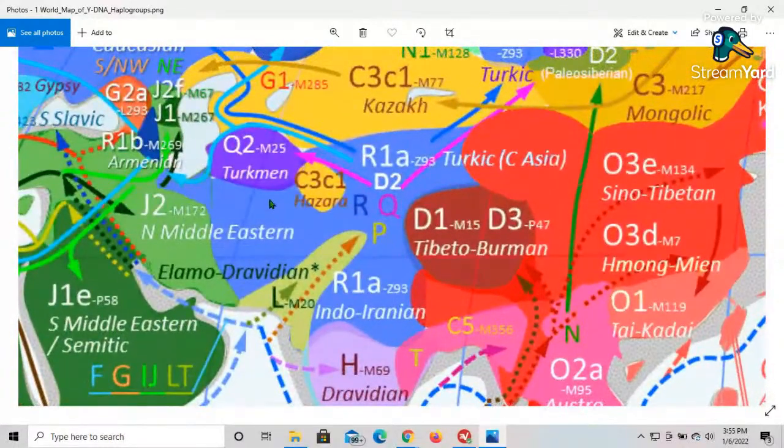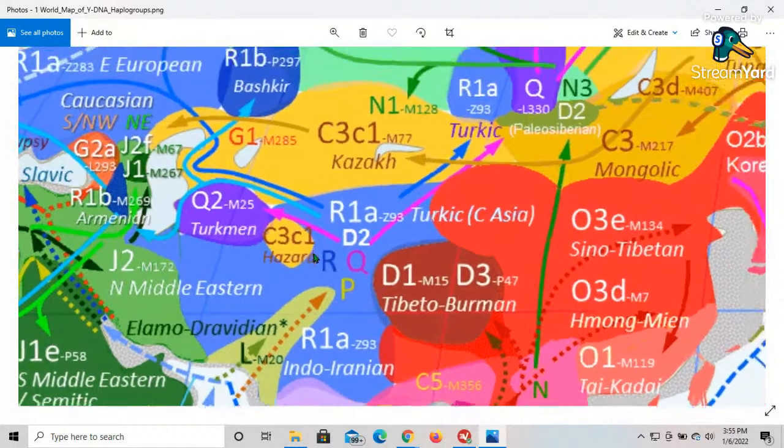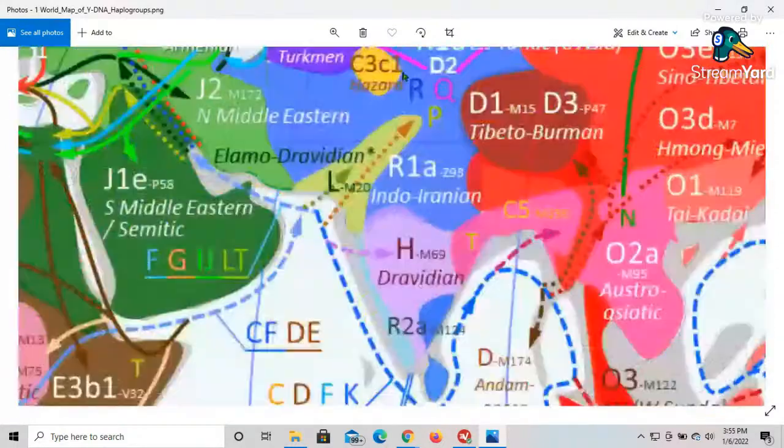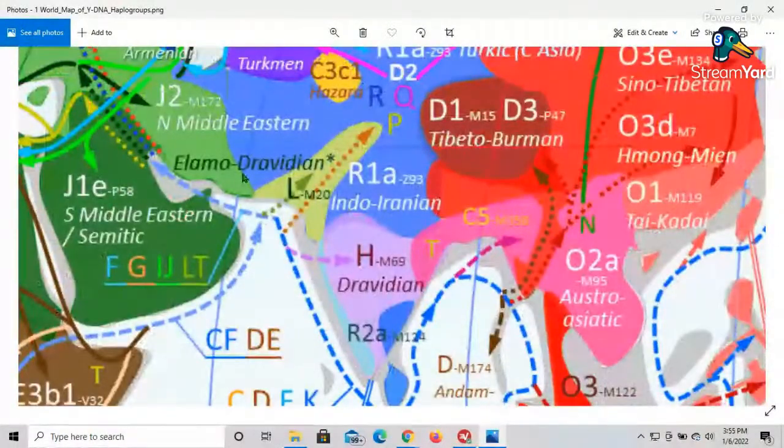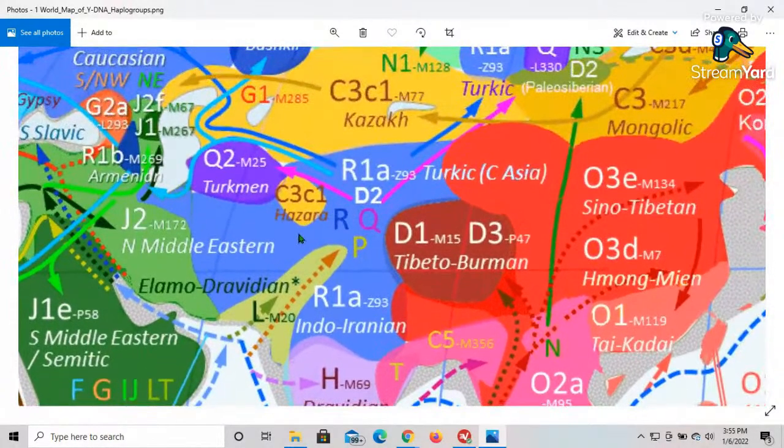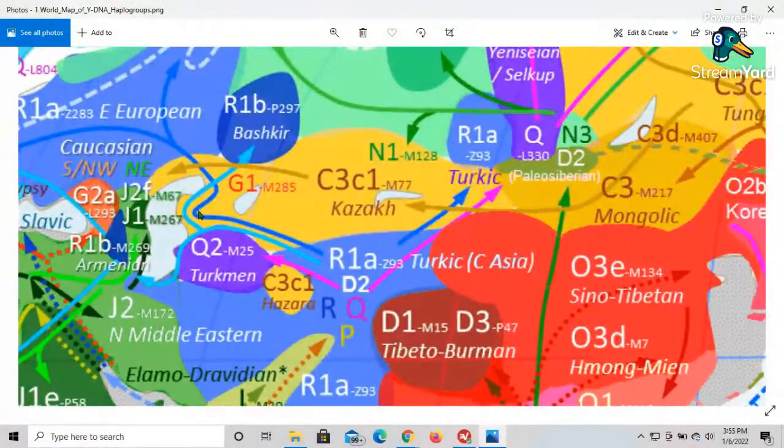Okay, what got me started with assigning the haplogroups, of course, I came here and saw Elamo-Dravidian and the Dravidian with the H, and that was a given. But what got me started was this C Y chromosome here, this paternal C Y chromosome, which is not Semitic and it's not Eurasian.